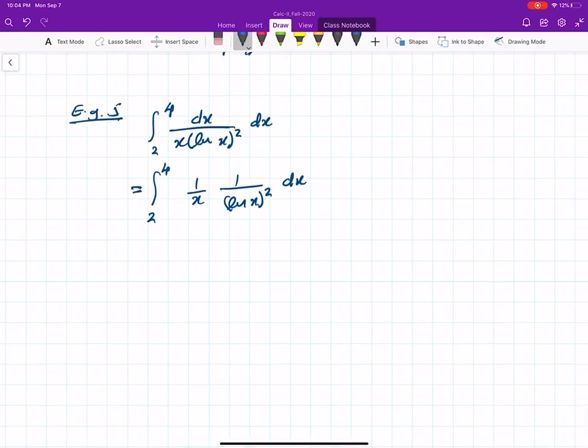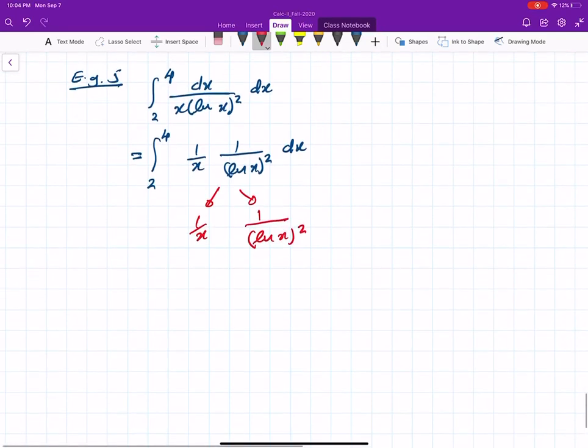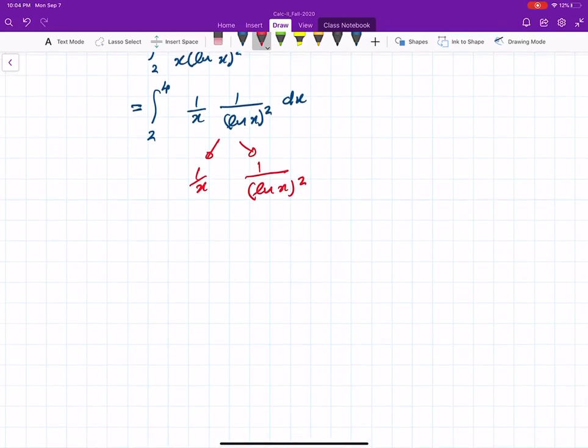So now I'm going to split this into two functions. The first function that I get is 1 over x. The other function that I get is (ln x) squared. All right. So there are two functions. Now I have to find the composite function. Of course, this is a composite function, but this is the composite function that I would like.